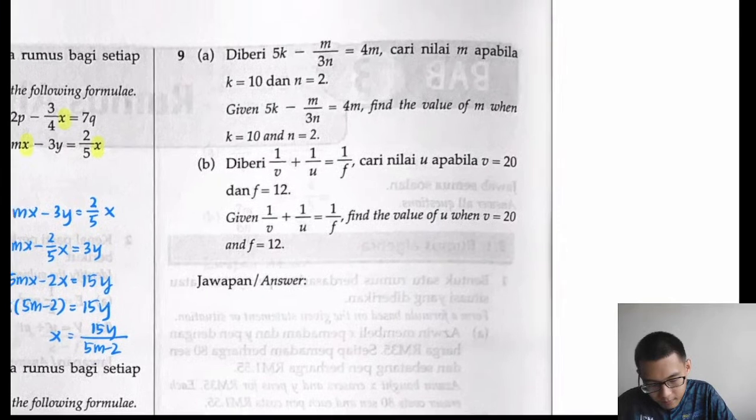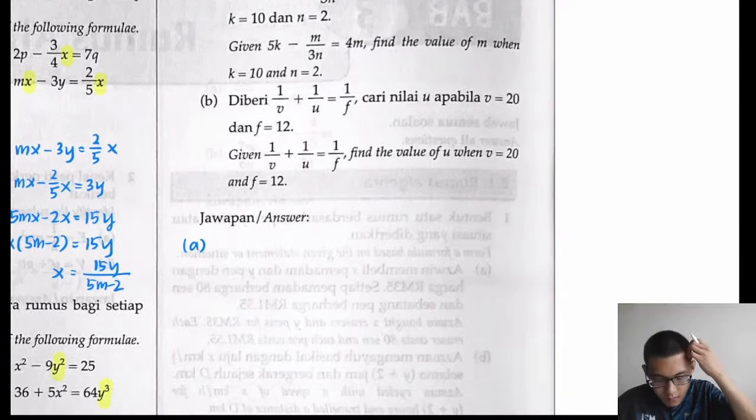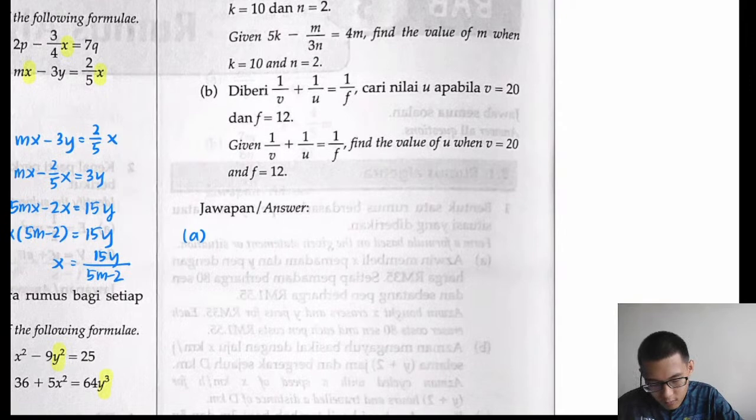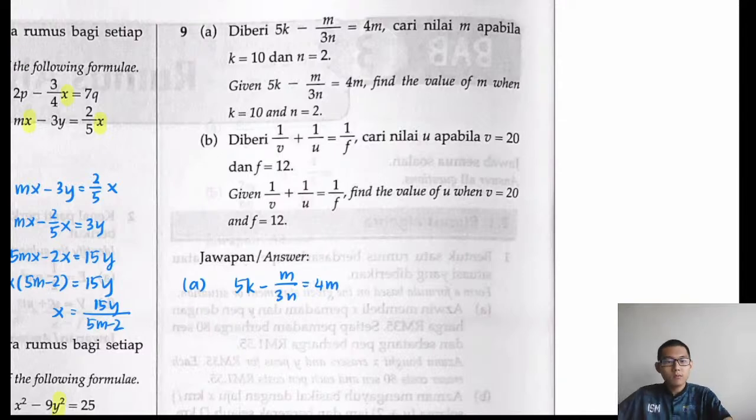Okay. Question 9. A. Given 5k minus m divided by 13 equal to 4m, find the value of m when k equal to 10, n equal to 2. Okay, so just find the m. So first we can try to take the m as the subject.